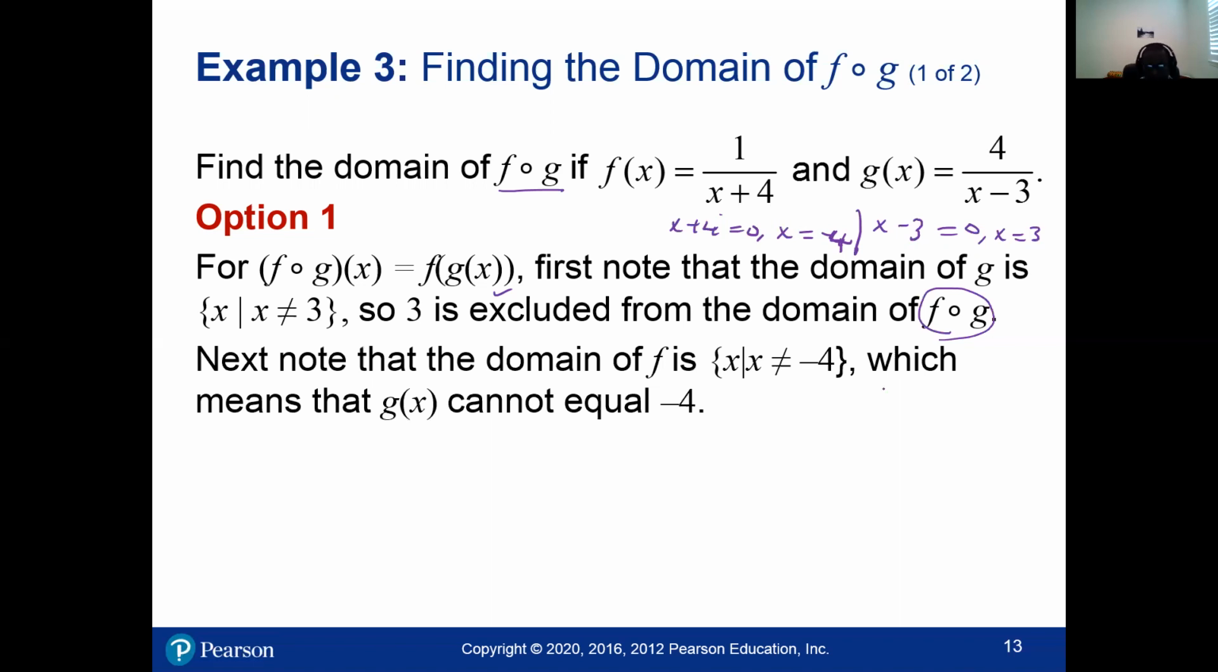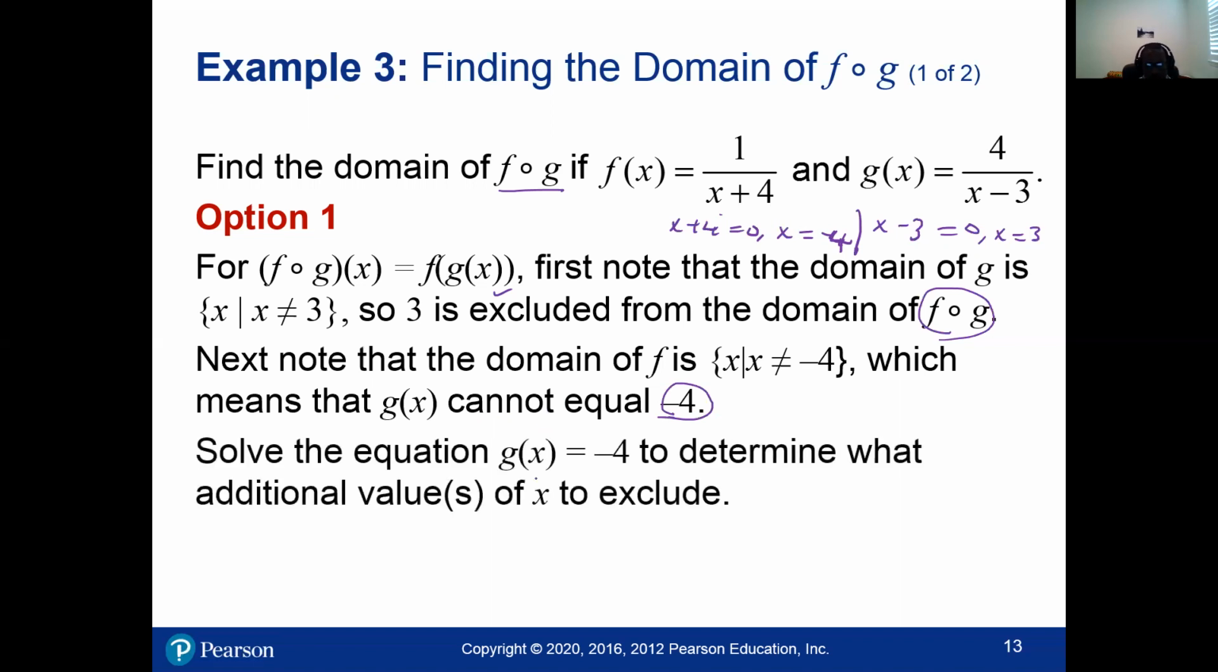This means we want to find the values of x for which g of x is not equal to negative 4. So how do we approach that? We take g of x, set it equal to negative 4, and solve. All the values that we get, we exclude from the domain of the composite function f of g.